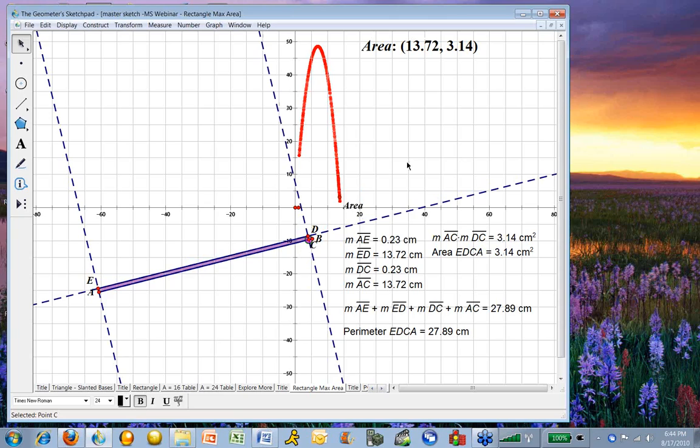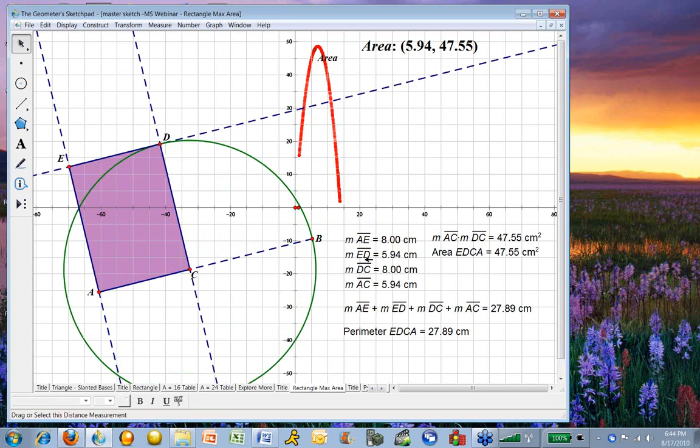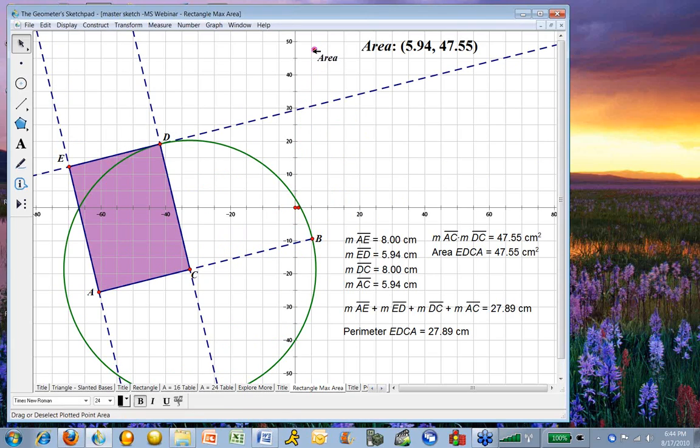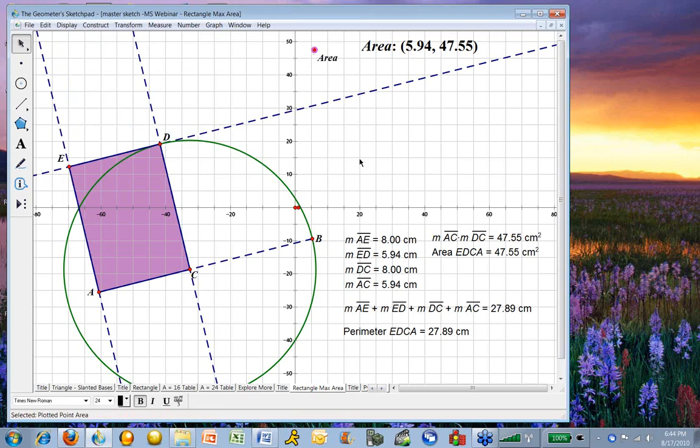So you're giving the students some real-world applications of the algebra they have also learned. This is just a model that you can extend even further and actually calculate the equation of this. I'm going to erase my traces so that you stop seeing those. You can plot the locus of this and actually make the graph and have the students determine that.